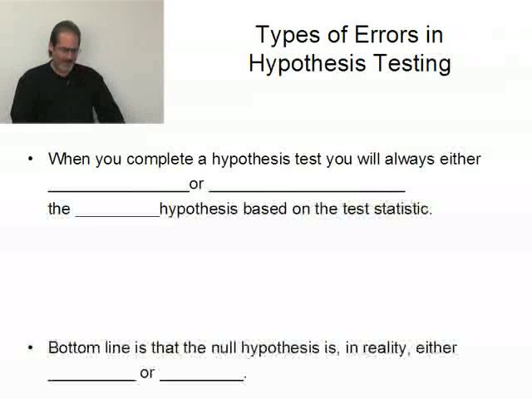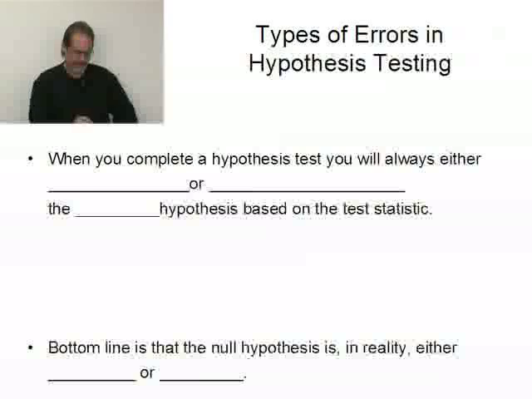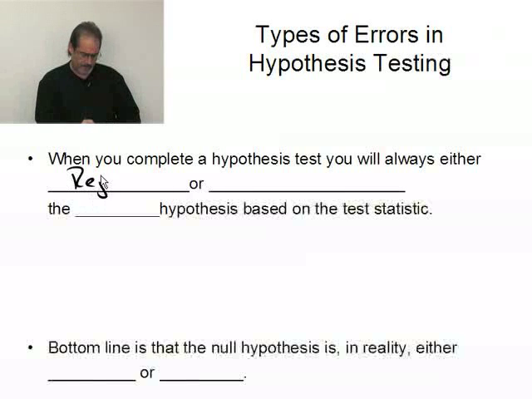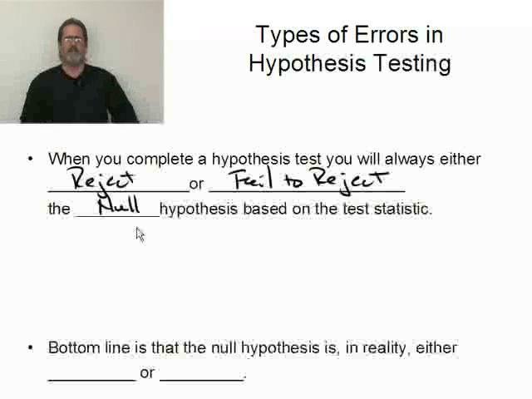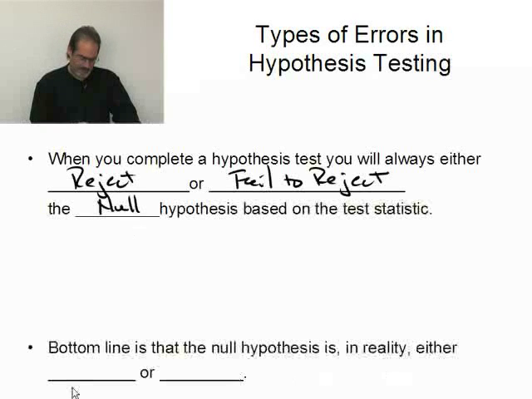Now when you complete a hypothesis test, you will always either reject or fail to reject the null hypothesis. This is all about rejecting or failing to reject the null hypothesis. Now, in reality, the bottom line is that the null hypothesis is either true or it's false.